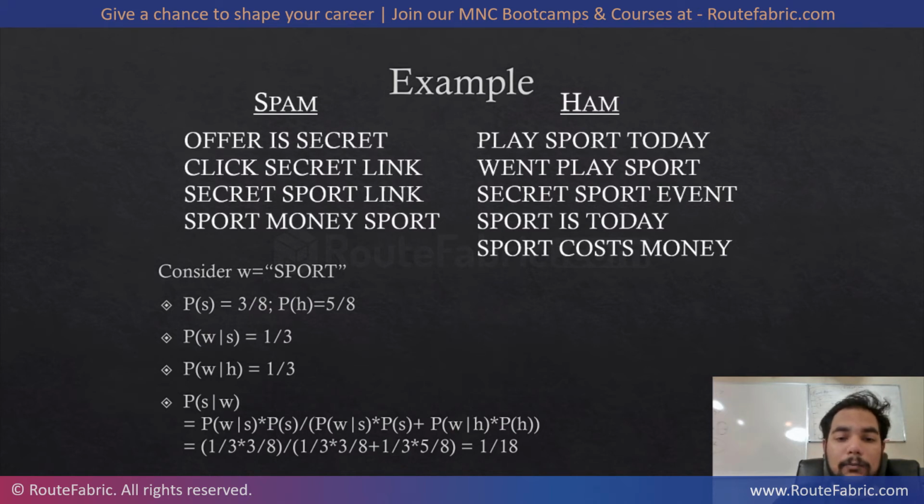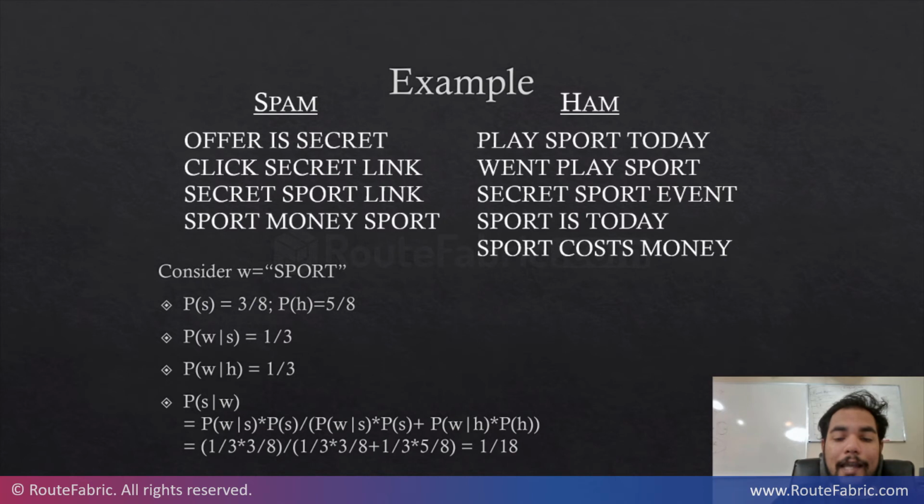Now the probability of word given spam is 1/3 or 3/9 because there are 9 words in the spam email and 3 of them are sport. And the probability of word given ham is 1/3 as well because the amount of words in ham is 15 and the amount of times sport occurred is 5 times.